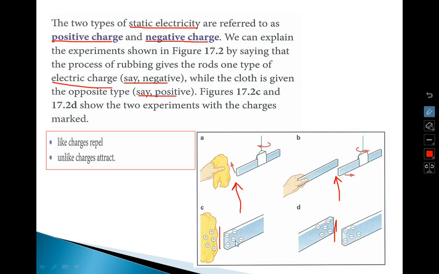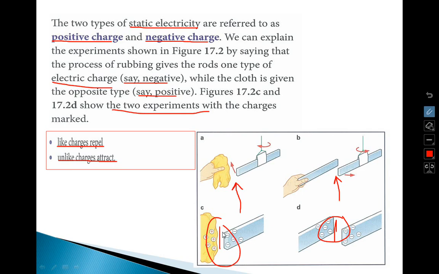Figures C and D show two experiments with the charges marked. This one is positive, minus: force of attraction; minus, minus: force of repulsion. So the conclusion is what? Like charges repel each other, unlike charges attract each other. Like charges, for example negative and negative or positive and positive, repel each other. Unlike charges, for example positive and negative, attract each other.